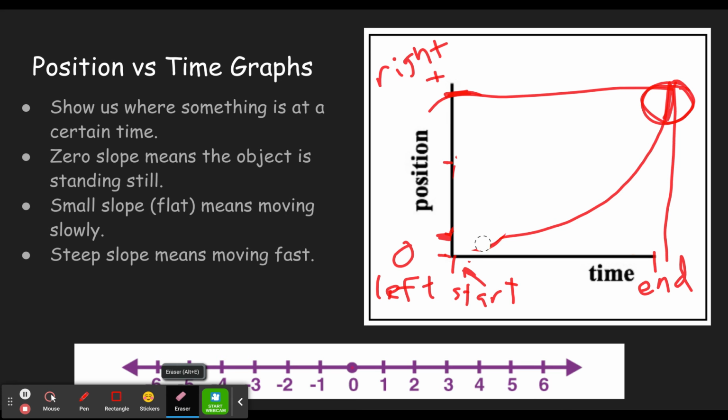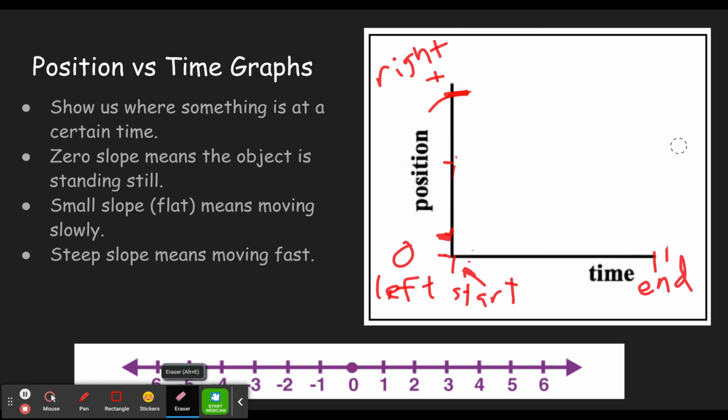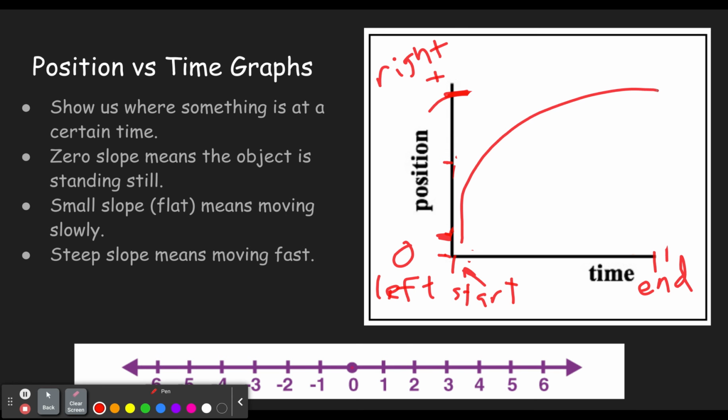Of course, we could start left and end right, but have a different slope. Let me get that here. Okay, pen. So what if it went like this? What would that be telling us? It tells us that it's starting out fast, because that's a steep slope, and it's ending up slow. Okay, so that would be different, but it would still start on the left and end on the right.